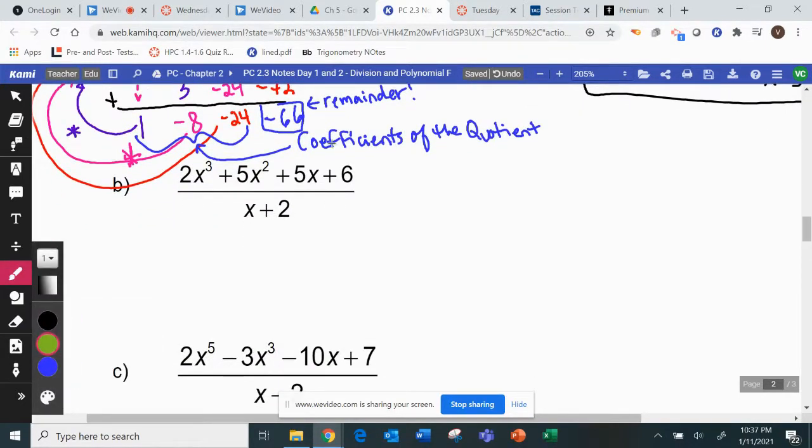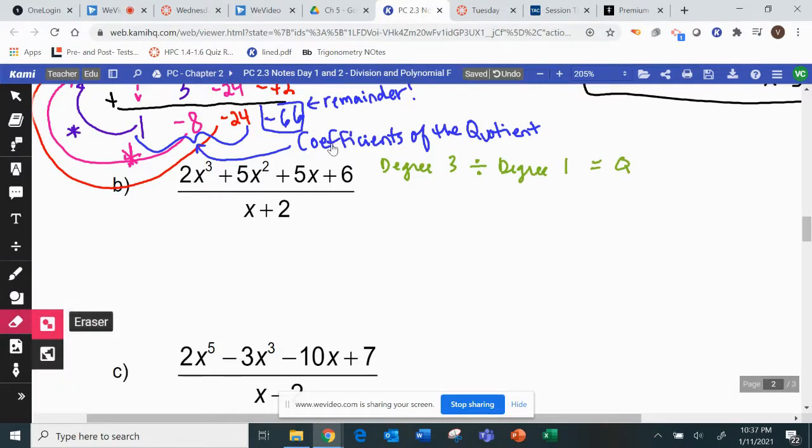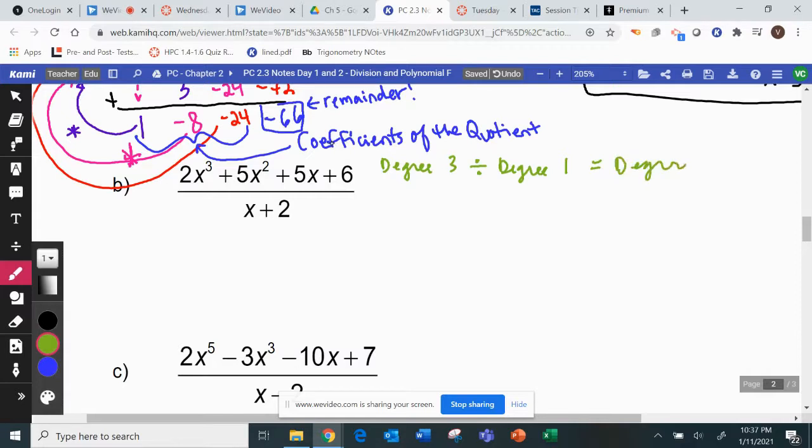So this one starts with a degree of three. So we're going to divide by a degree of one. So when we're done, the quotient is going to be the degree of two. All right. x plus two equals zero, x equals negative two. That's going to be our box number.